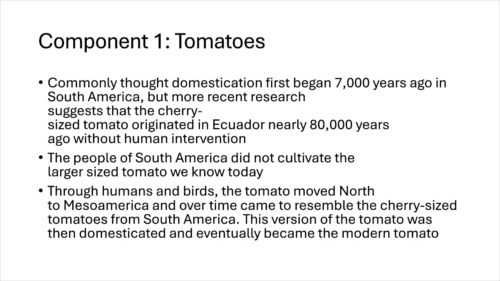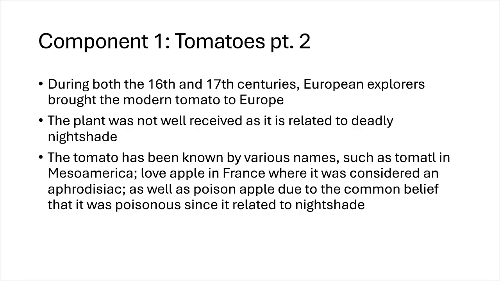Through humans and birds, the tomato moved north to Mesoamerica and over time came to resemble the cherry-sized tomatoes from South America. This version of the tomato was then domesticated and eventually became the modern tomato. During both the 16th and 17th centuries, European explorers brought the modern tomato to Europe. The plant was not well received, as it is related to deadly nightshade.